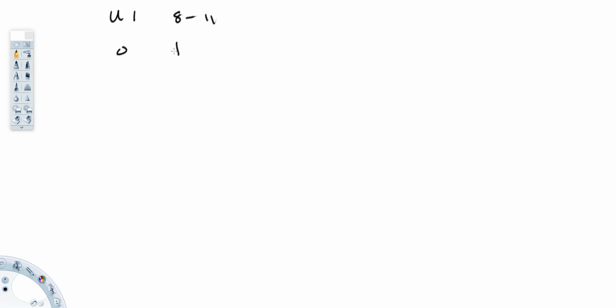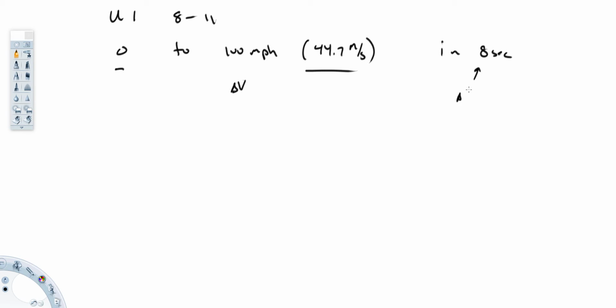So 0 to 100 miles per hour, and written right next to it in my homework version is 44.7 meters per second. They were nice and did that conversion for you, in 8 seconds. So this vehicle went from 0 to 44.7 meters per second. That's your change in velocity. This 8 seconds right here, that's your change in time. And it says to calculate the car's average acceleration.